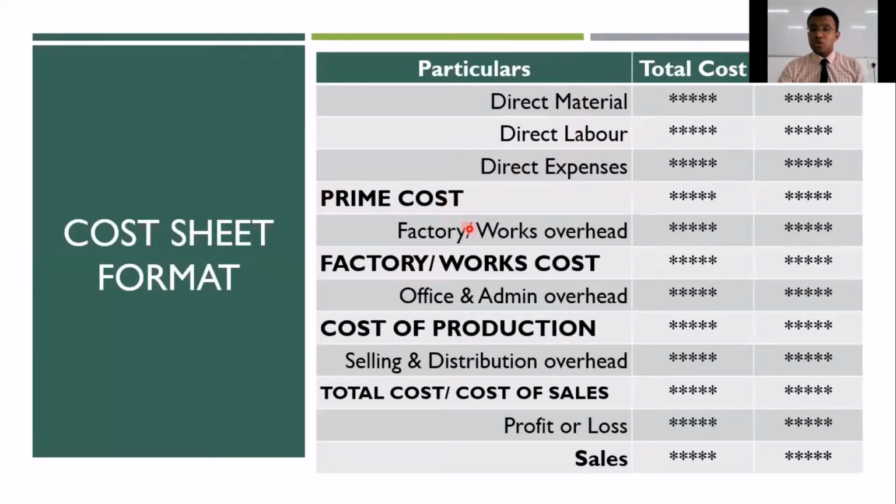To the prime cost, you have to add your factory overhead. Now, factory overhead would comprise of your indirect material, indirect labor, indirect expense incurred at the factory level. Then you have to add your office or admin overhead. Then you have to add your selling and distribution overhead. And then you have to add your profit margin to this. And then you would get your sales.